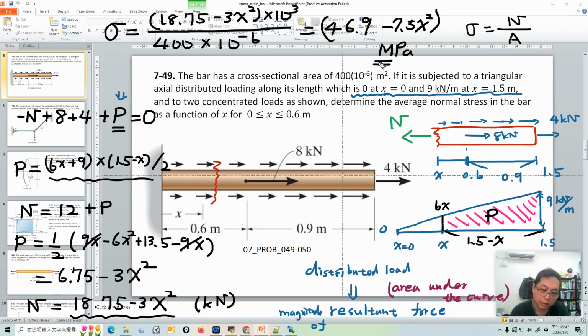So this is a distributed load problem in axial loading. You just have to recall: if you have a distributed load, what is your resultant force? It's the area under the curve.